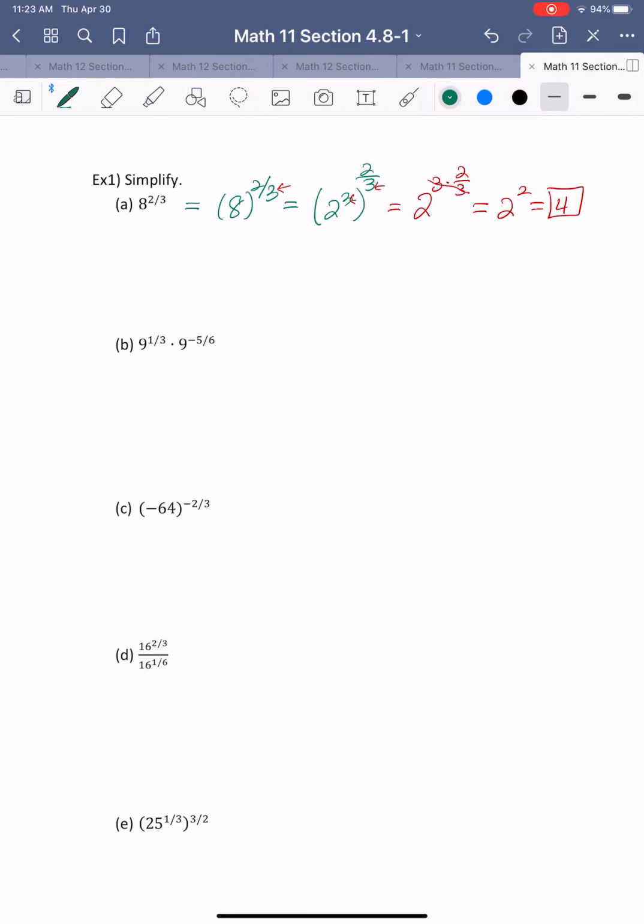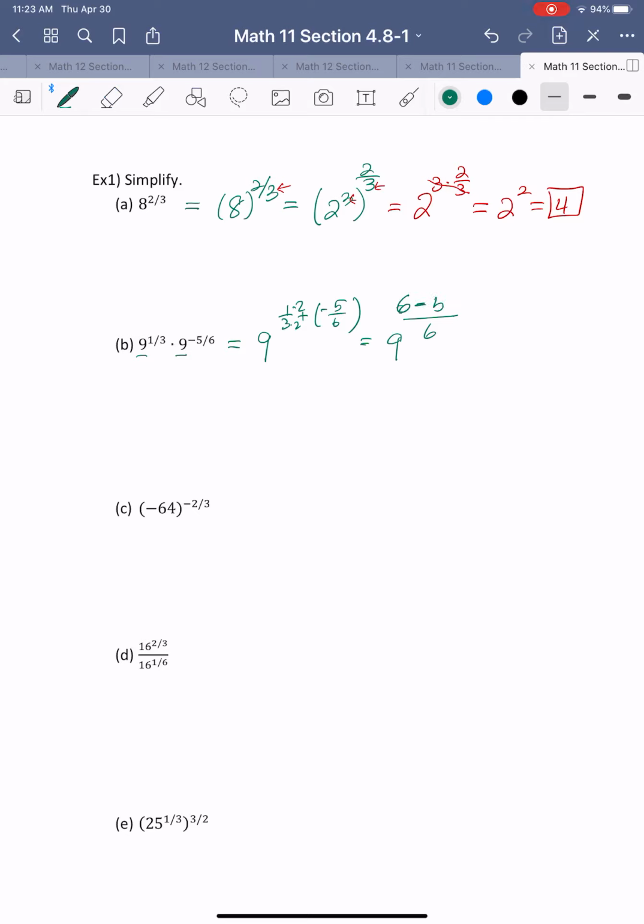For the second one, we multiply the same number 9, which means you can just combine the exponents together. You add them up with the negative 5 over 6. When adding them, you need to find the LCD, so the LCD is 6. So 1 over 3, you multiply by 2 on both sides, and it becomes 2 over 6.